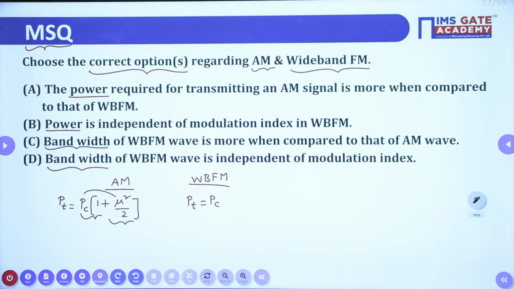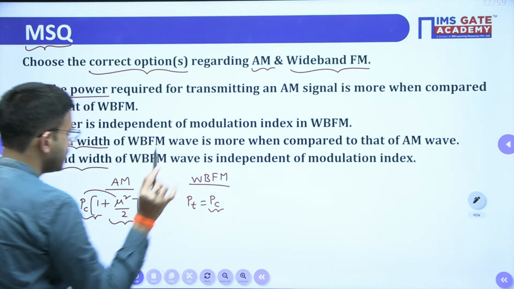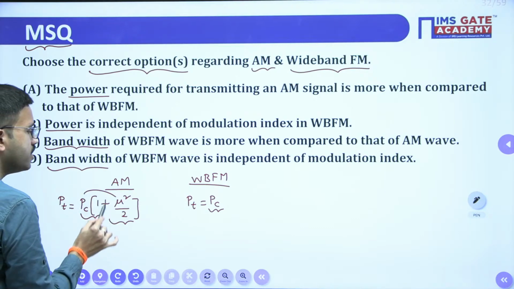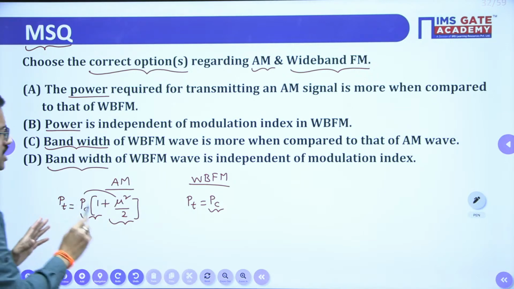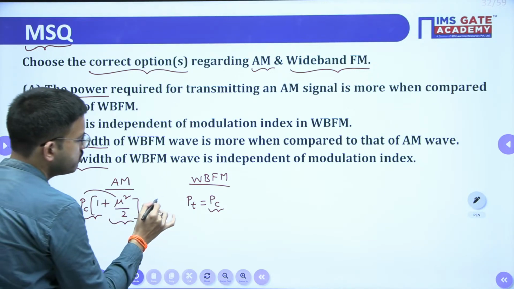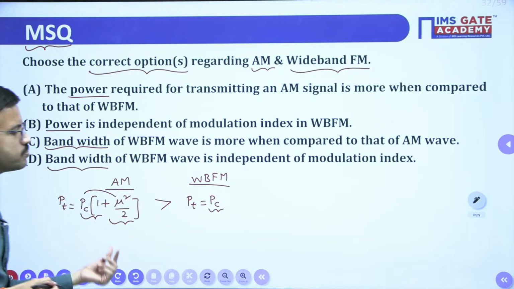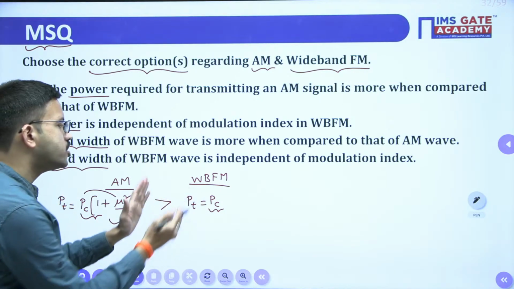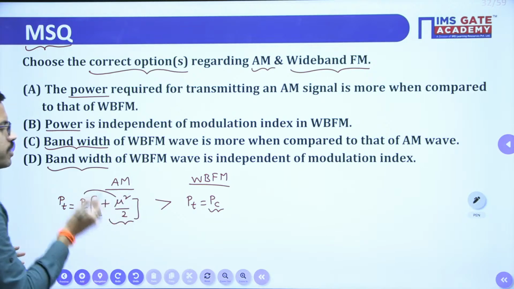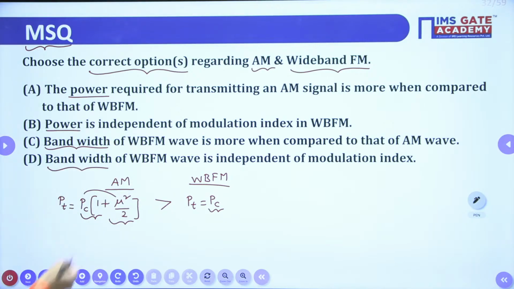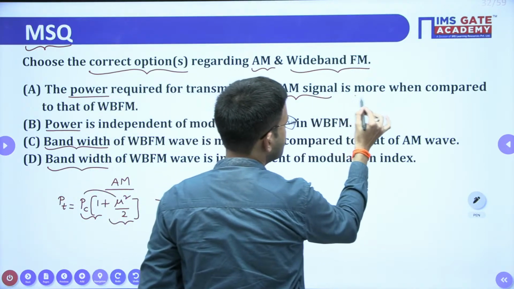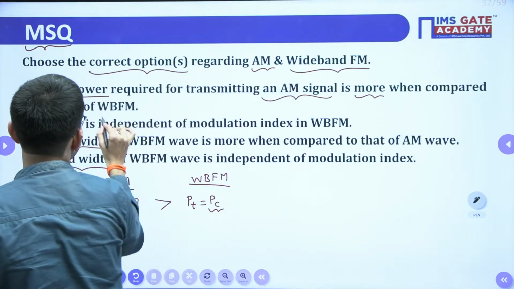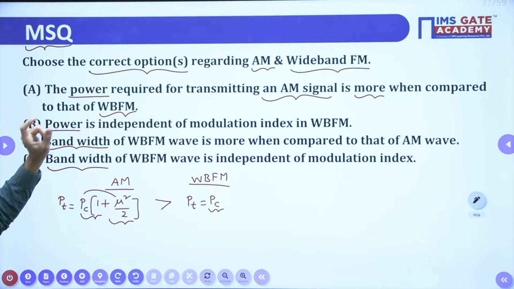Now if you observe these two equations, here you have just Pc, and here, in addition to Pc, you have the total sideband power also. So just by observing these two, you can say this value is more when compared to this one. Now just read the question: the power required for transmitting an AM signal is more when compared to wideband FM. Whether this statement is correct or not?